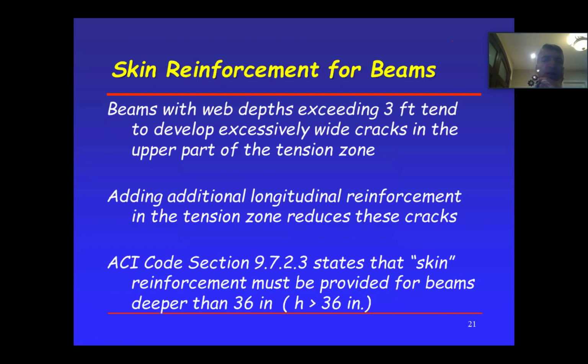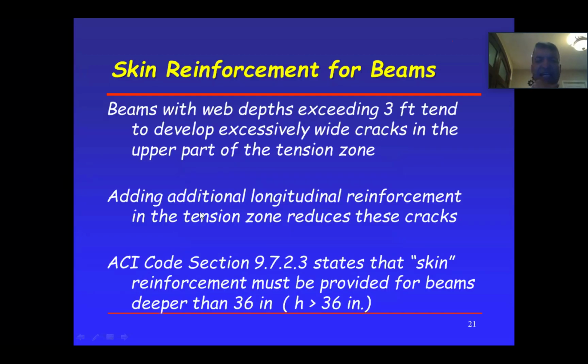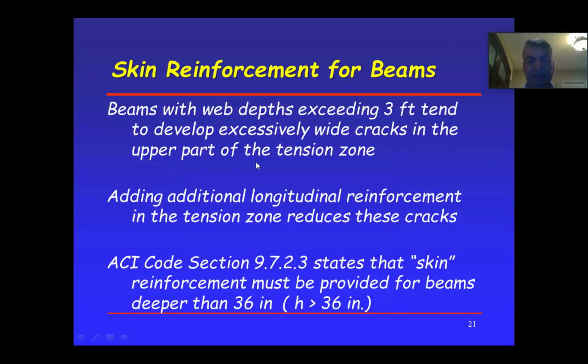Skin reinforcement for beams: beams with web depth exceeding 3 feet, see that, 36 inches, tend to develop excessively wide cracks in the upper part of the tension zone. So if you don't do that, you're going to start seeing cracks here. That's why you put more rebars. Adding additional longitudinal reinforcement in the tension zone reduces these cracks. Look where we're putting the steel, because the neutral axis is somewhere here. So we put the steel in the tension zone. We don't need it up here because the concrete is compressing itself.